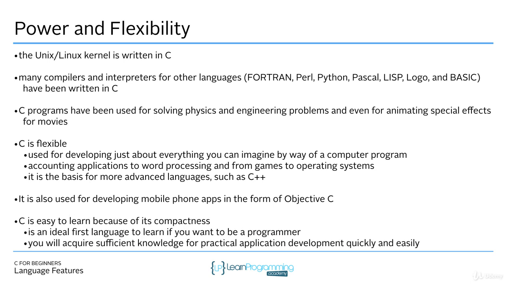But it's also easy to learn because of its compactness. It's an ideal first language to learn if you want to be a programmer. And I think I've given the rationale for that pretty well. You're going to acquire sufficient knowledge for practical application development very quickly and very easily. So that's why it's a good first one to learn. And that's what you're going to notice in this class: now that I learned C, it's much easier to learn Java. It's much easier to learn PHP. It's a lot easier to learn these other languages because C has everything that those languages have, and it's very easy to learn.